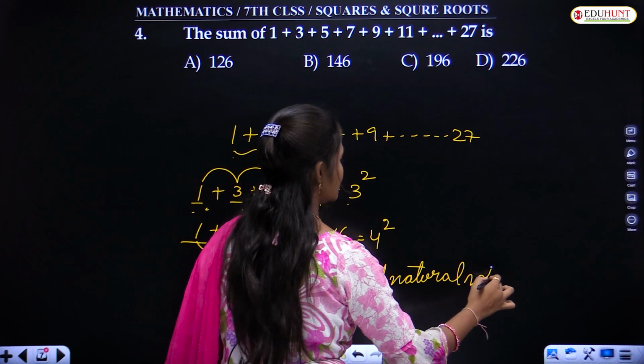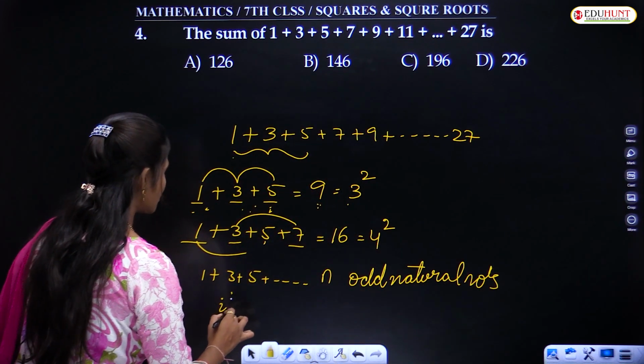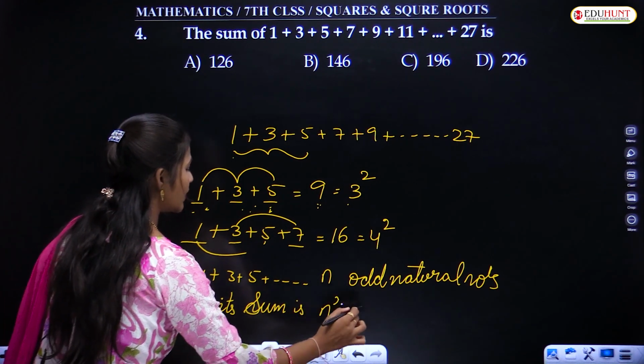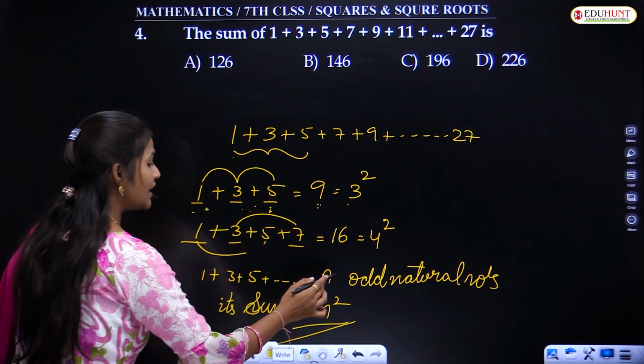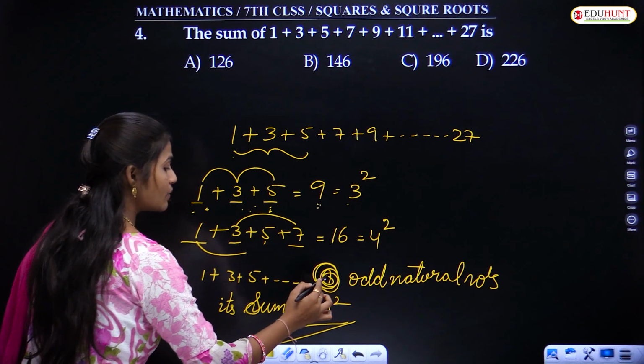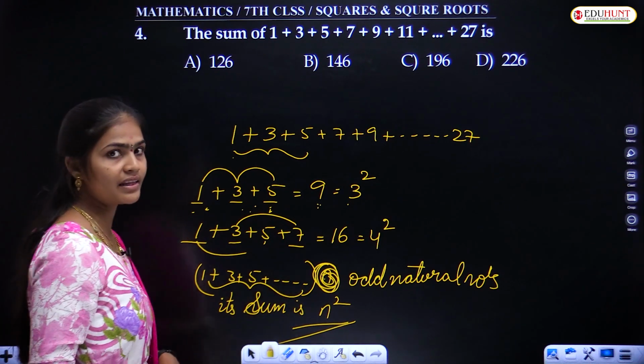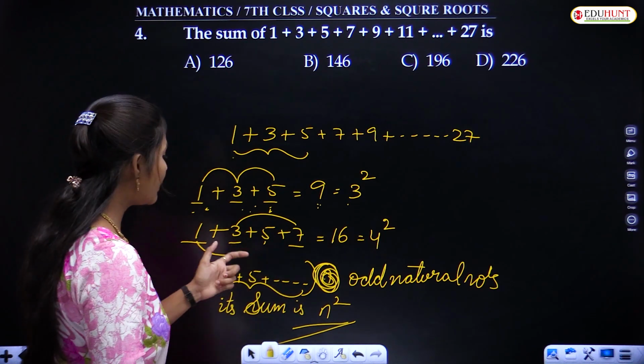Odd natural numbers, its sum is n square. Here n means what? N is not the last digit. Here n is equal to how many numbers are there.